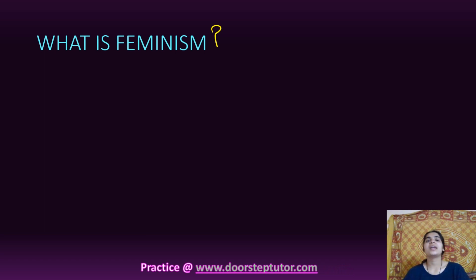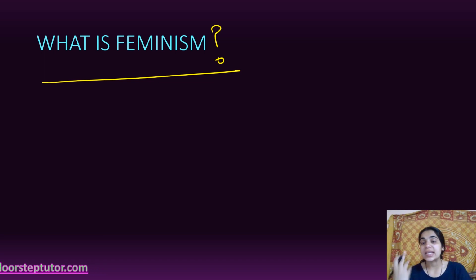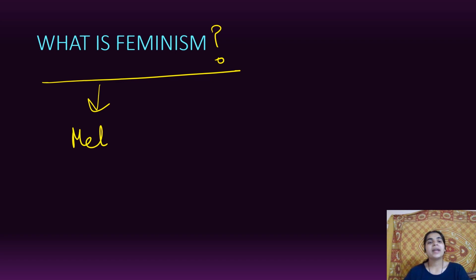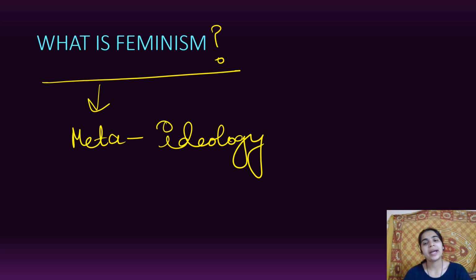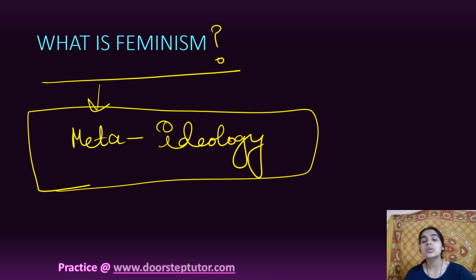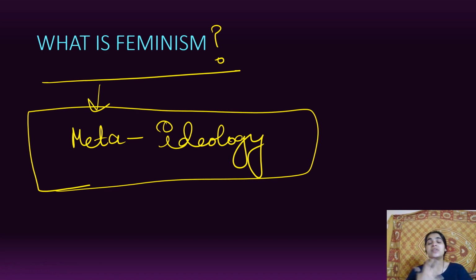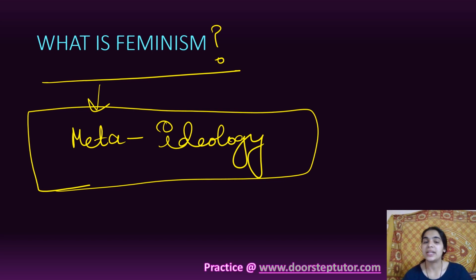So the basic question arises: what is feminism? When I want to describe feminism, in simple words I describe it as a meta ideology. What does that mean? It means that there are different schools in feminism. Intersectionality is here too. At the very start, I told you that different scholars had different views on this concept. So it is a meta ideology, which means there are different schools in feminism.